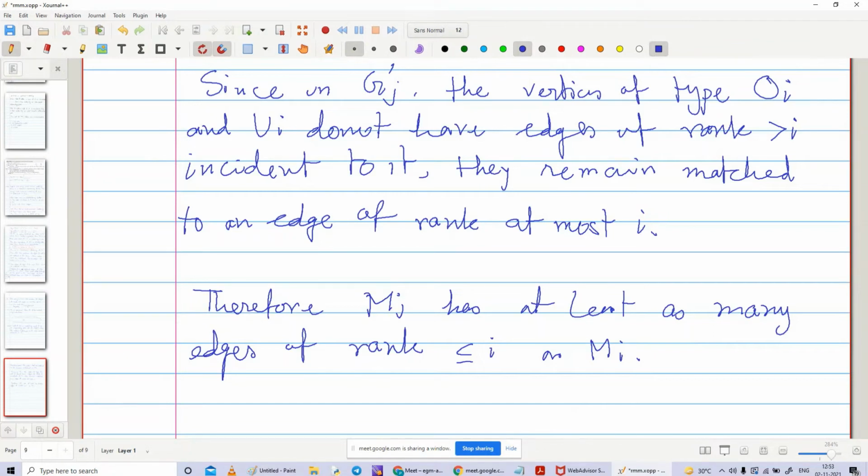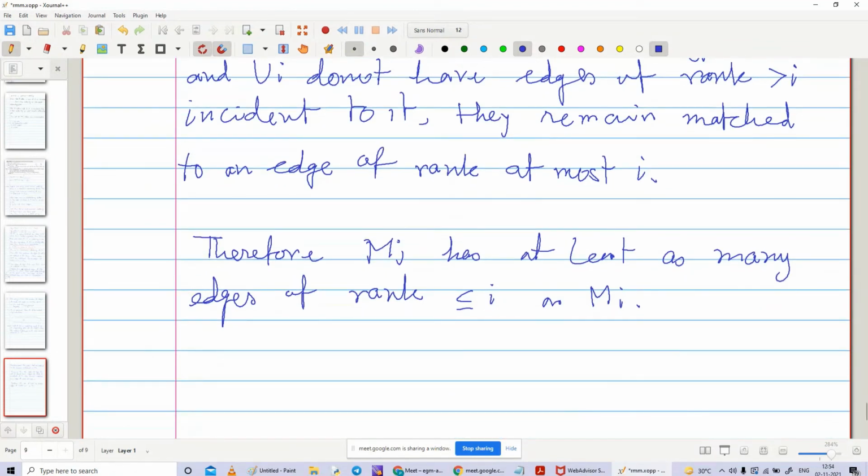Okay, so one thing is that Mi was a maximum matching in G prime I, right? And what is the size of a maximum matching? If you check the Gallai-Edmonds decomposition, the size of a maximum matching is (O plus U) by 2, so the number of odd vertices and the number of unreachable vertices divided by 2.